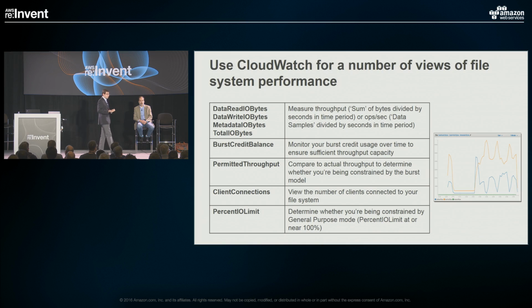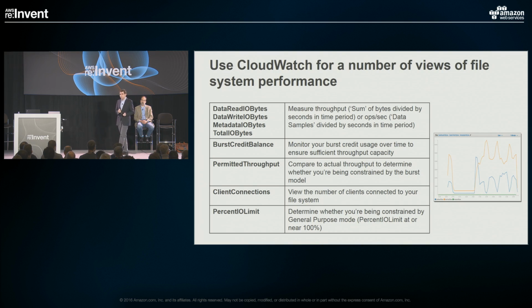We provide CloudWatch metrics for a variety of views of your file system performance. If you want to understand the operations per second that you're driving, or the volume of throughput that you're driving over a period of time, we have CloudWatch metrics that provide that data. Two metrics that I'll call out specifically: burst credit balance and permitted throughput. As I mentioned, the amount of throughput that you're entitled to on an EFS file system is tied to the amount of data that you're storing.